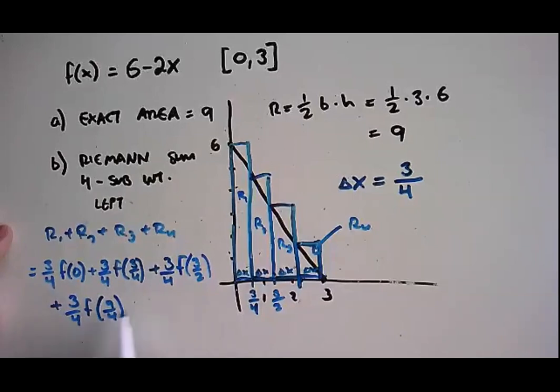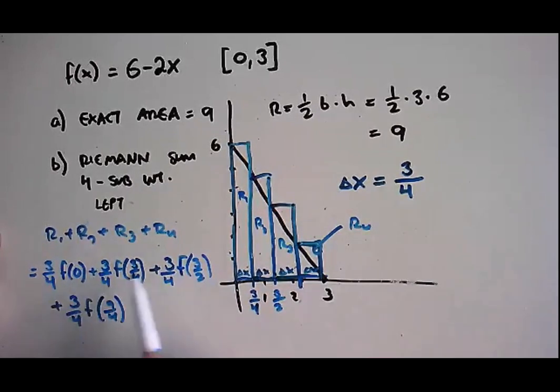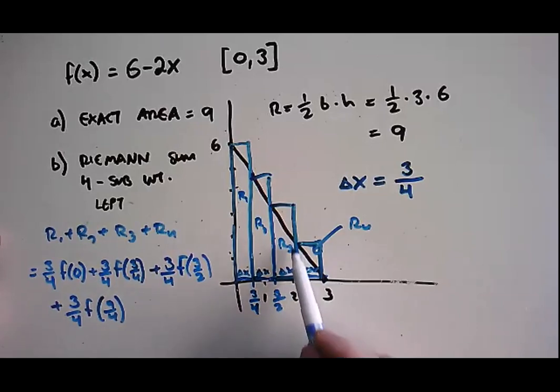All right, I want to pause here and just make sure we understand where all these things came from. The delta x, that's the width of each rectangle here, is 3/4. So there are 4 rectangles, they all have width 3/4. The f of 0, f of 3/4, f of 3/2, f of 9/4, where did those numbers come from? Well, 0 is the left-hand x value of the first rectangle. 3/4 is the left-hand x value of the second rectangle. 3/2 is the left-hand x value of the third rectangle, and 9/4 is the left-hand side of the fourth rectangle.